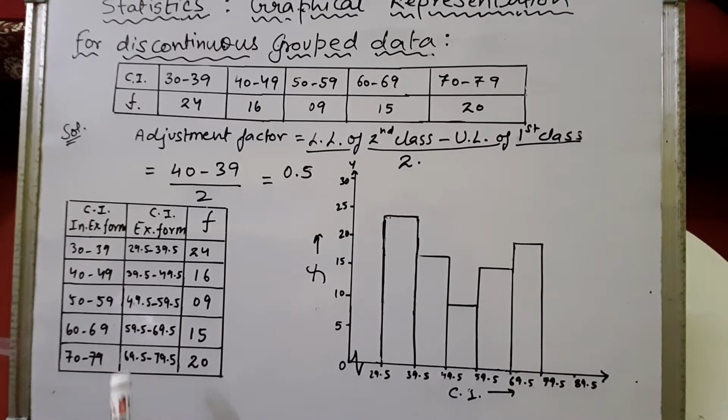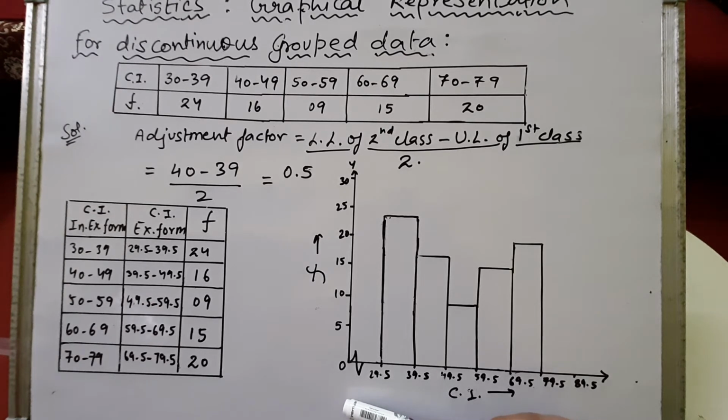When we do that, we will get the class interval in overlapping or exclusive form, and the frequency remains the same, right? Now see, from here we have drawn the histogram. The lower limit of the first class interval is given as 29.5. So suppose it is given as 129.5, then what we'll do, we will take the help of this kink.